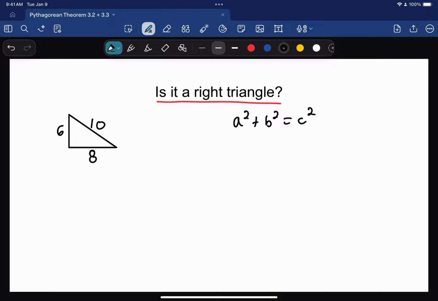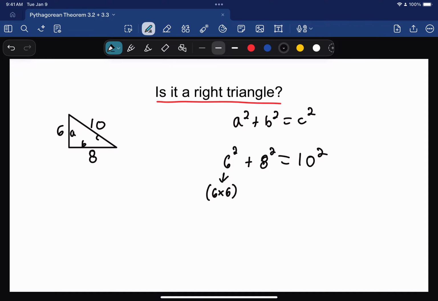So let's plug in our numbers. Let's say this is a, b, and c. So we could say 6 squared plus 8 squared equals 10 squared. Okay, so this is what we're wondering here. If we did 6 times 6, we would get 36, right? 6 squared means 6 times 6. We covered that last unit, so let me just rewrite this again. 6 squared could also be written as 6 times 6.